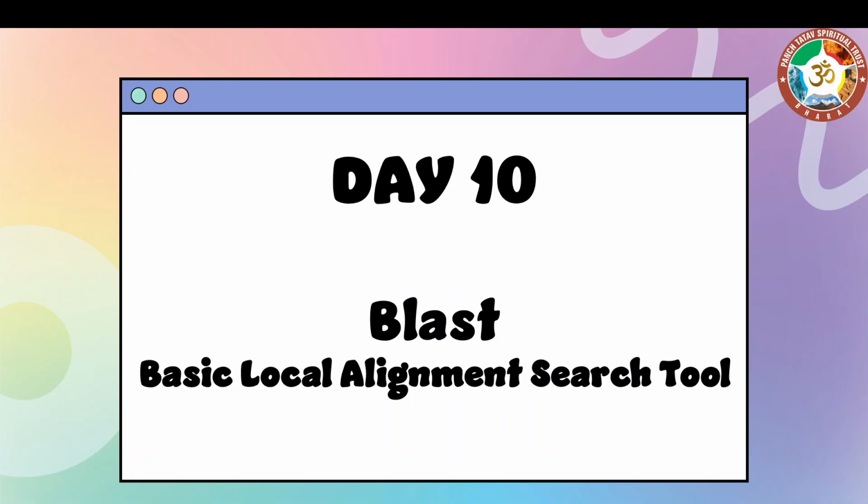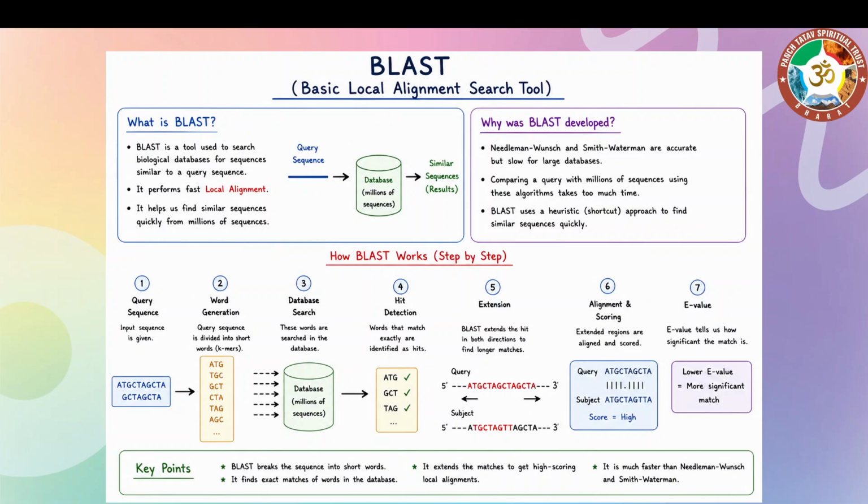Okay, so last week we learned two important sequence alignment algorithms, Needleman-Wunsch and Smith-Waterman. And we learned that these algorithms can accurately compare biological sequences. But there is a problem. Suppose I have this DNA sequence, and I want to know which gene this is, or which organism it belongs to, or whether a similar sequence already exists in the database.